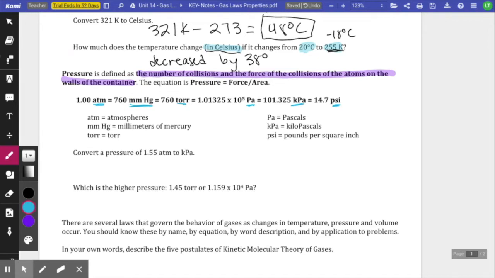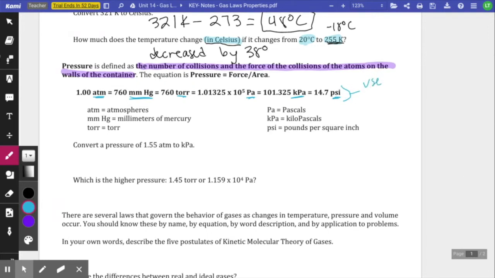Up here, it's saying that 1 atmosphere is equal to 760 millimeters of mercury, is equal to 760 torr, is equal to 1.01325 times 10 to the 5th pascals, is equal to 101.325 kilopascals, is equal to 14.7 psi. This is basically telling us that these are all the same. So this list is what we can use as conversions if we need to convert from one type of pressure to another.